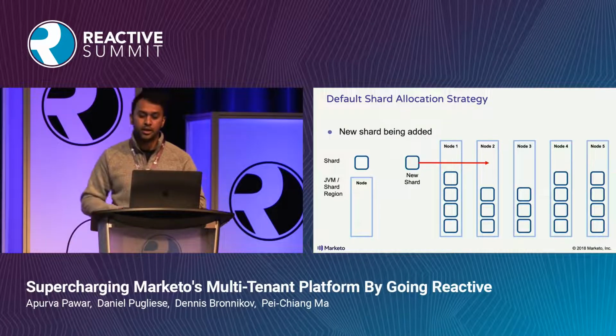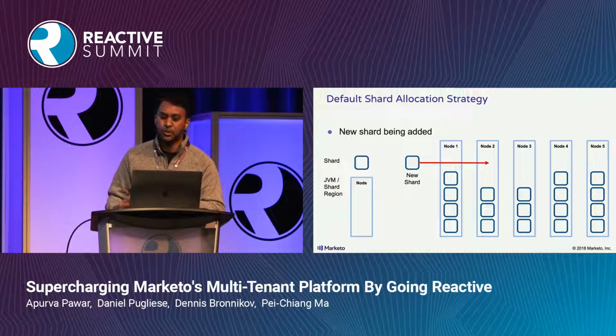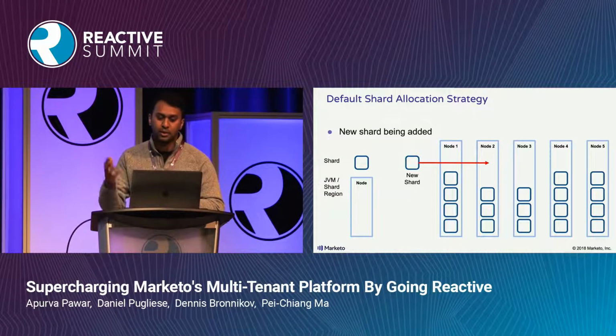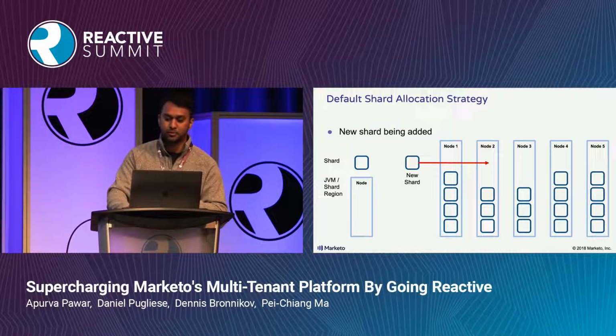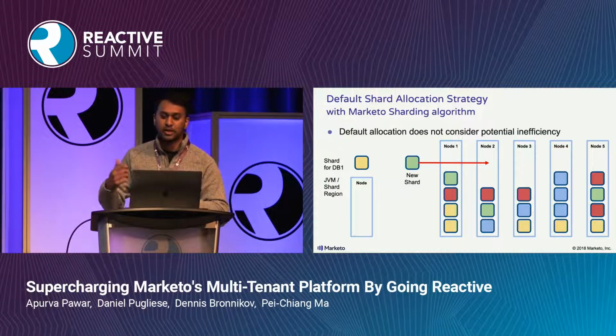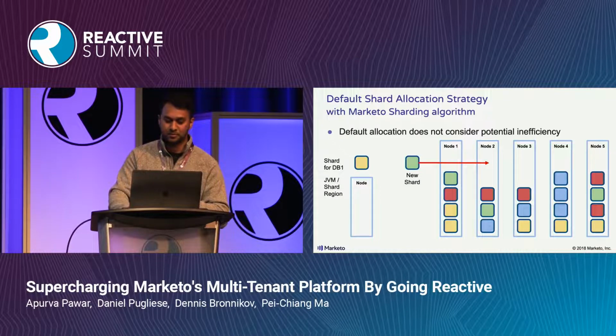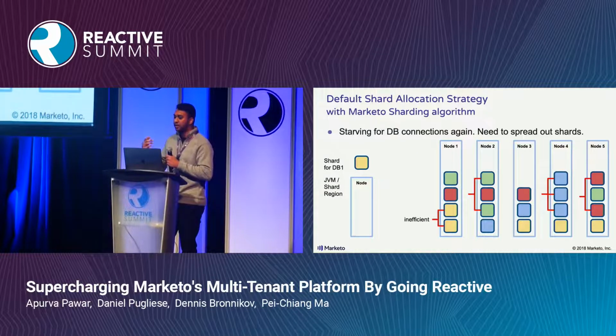So ignoring the sharding algorithm, the default strategy would be to assign the new shard to node 2 or node 3. For this example, let's say it goes to node 2. And now let's see how that would look with the detail introduced by our sharding algorithm. As seen before, the new shard is being assigned to node 2. But as mentioned before, this is inefficient. This is because the incoming green shard is allocated to a node that already has another green shard.